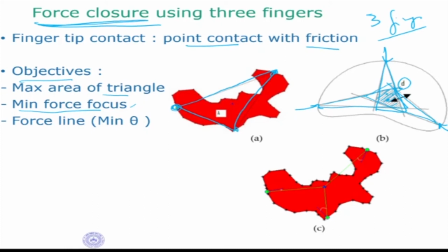Okay. The third is force line, which is same as the previous case. So this object is here, it is pointing in this direction. So it is making an angle theta there. So we should place the fingers at locations where the normal at that point goes through the CG. That means this theta should be minimized. Okay. So in this case, for force closure, we have 3 objectives: maximum area of triangle, minimum force focus, and force line, minimum theta.